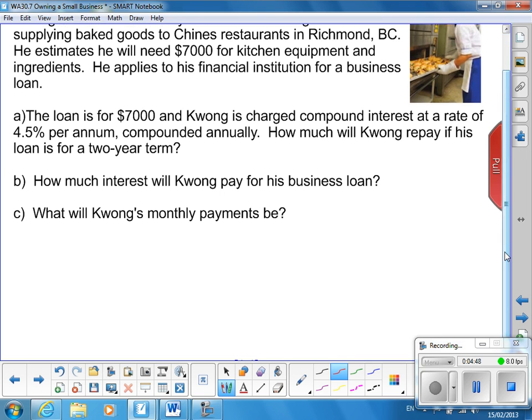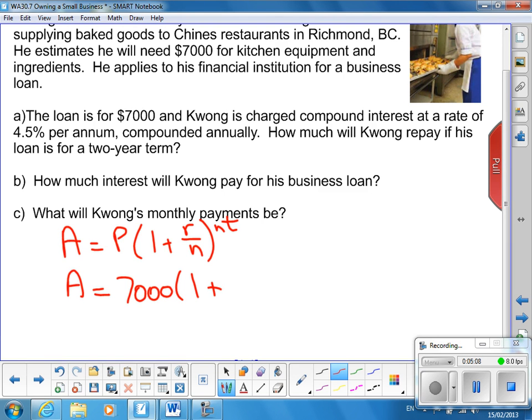Okay, so we start with our formula. A equals P times 1 plus R over N, to the power N times T. The formula, it's a good idea if you do know it, but the formulas will be on the assessments for you to use. A equals, principal is 7,000, 1 plus the rate is 0.045. And it's compounded annually, so once a year. That 1 goes back up as an exponent, so it's in the formula twice. And the term is for 2 years.